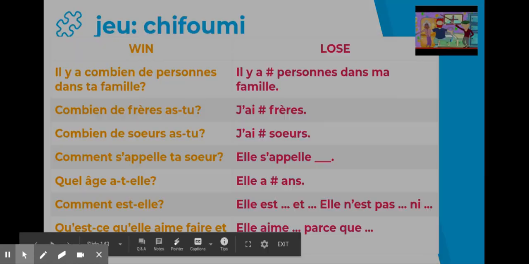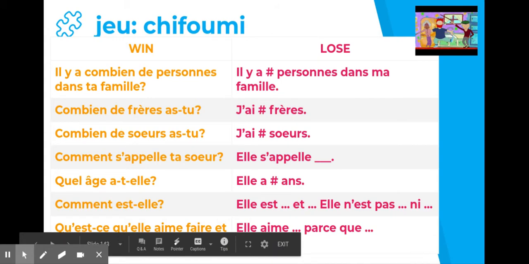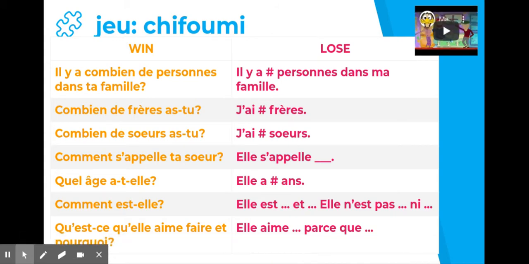Okay, so again with Shifumi, what's going to happen is you're going to stand up, walk around the classroom until the music stops. When the music stops, you're going to get back to back with a partner. Then you're going to go Shifumi. Winner is going to ask all the questions, and loser is going to have to answer all of those questions. So let's really quickly practice them.